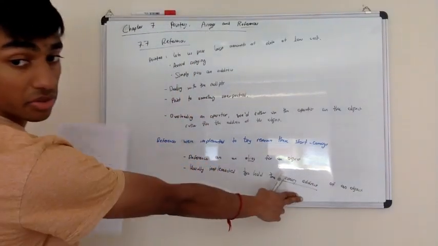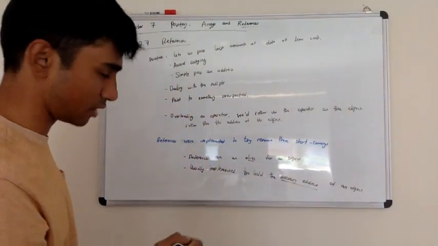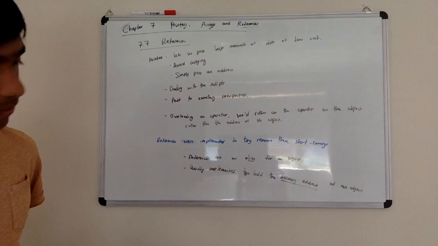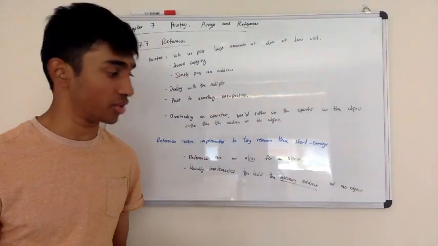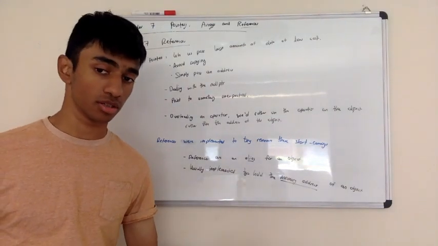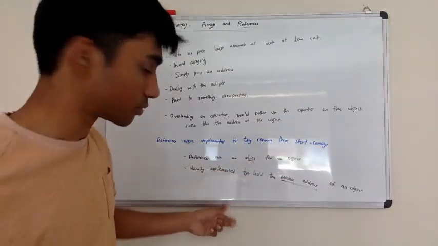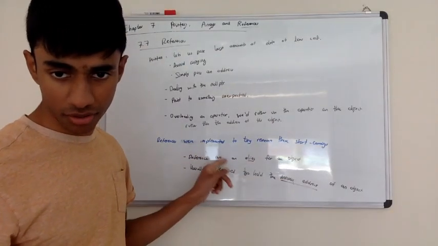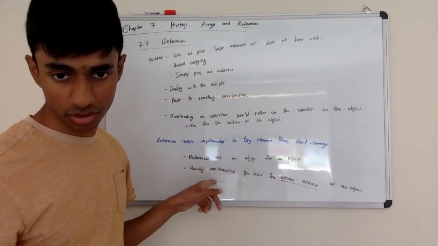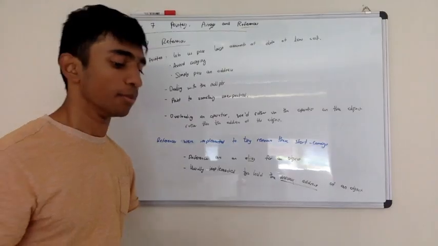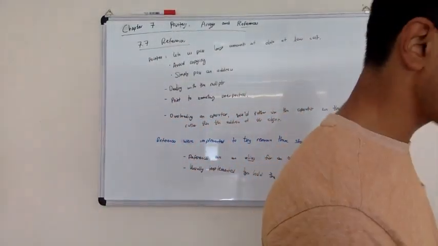So in the second way, it kind of shows that references and pointers seem quite similar in the sense that they both work with and store the memory address of an object. References are an alias for an object, that's what that says, and then usually implemented to hold the memory address of an object. So both pointers and references work with memory addresses.